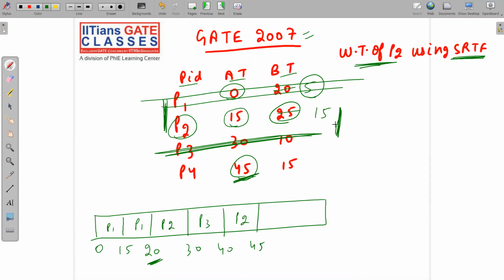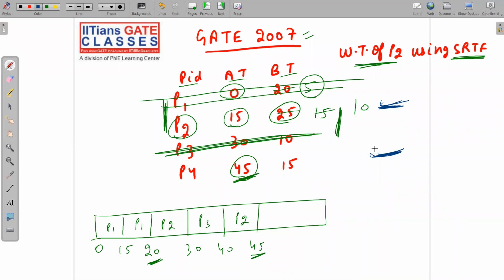So 40 to 45, 5 units of time I have executed. So its remaining time is 10. Now at 45, P4 is coming into the picture. P4 remaining time is 15 and P2 remaining time is 10. So at 45, there are two processes in the system, that means P2 and P4. These are the two processes which are in the system.